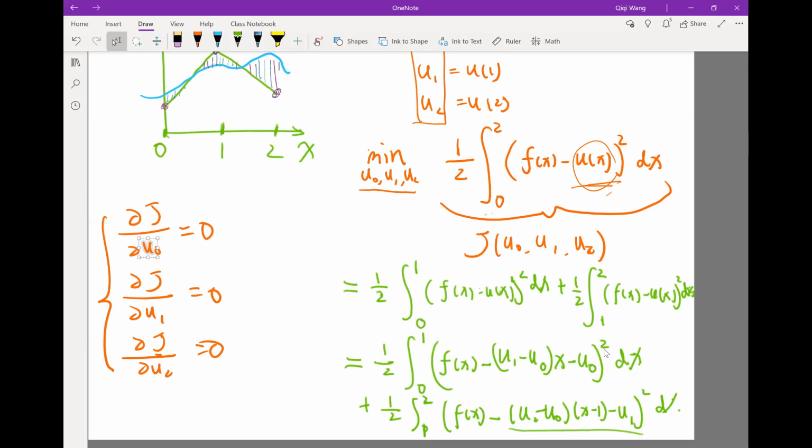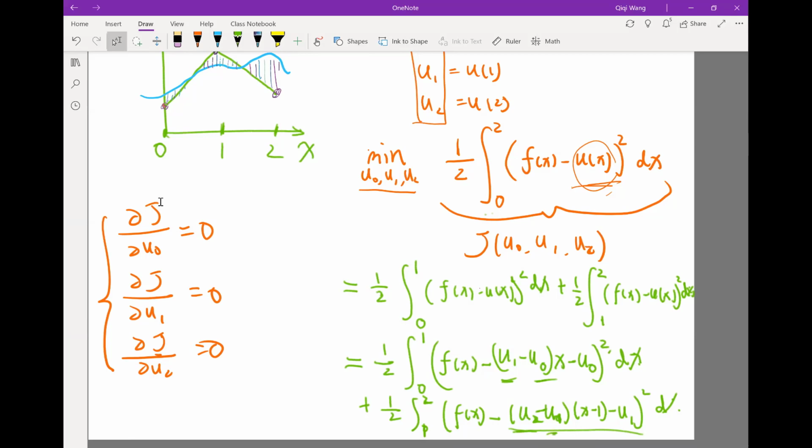So what you end up with is an optimization of a quadratic function. Basically, the square, when you see these numbers, u2 minus u1, okay, when you see this u0, u2, u1, we don't know the coefficients yet, but we already know it is going to be a quadratic function.